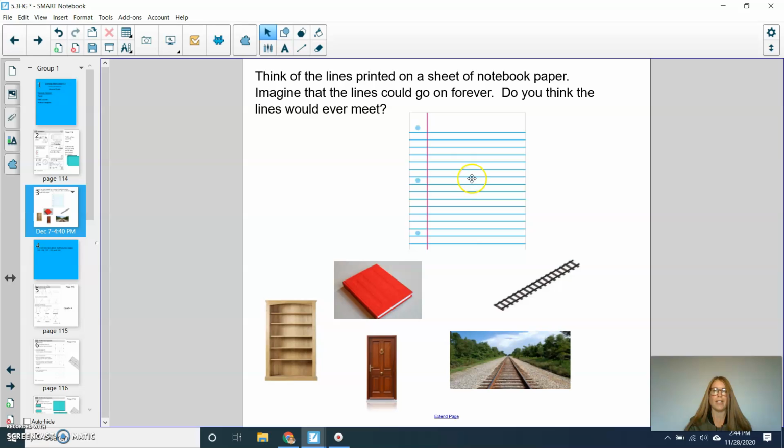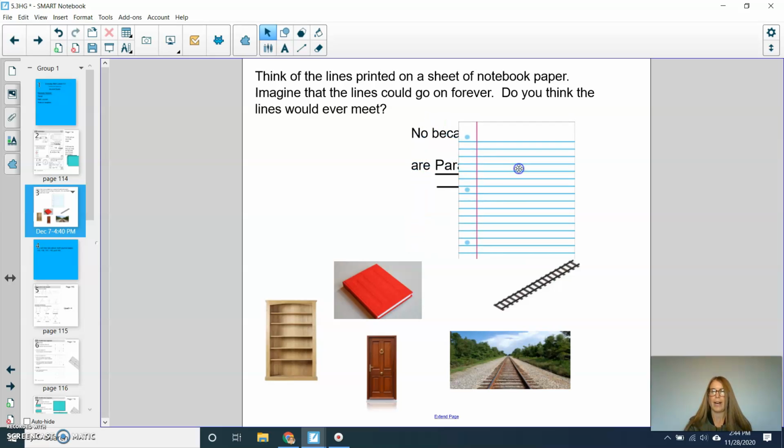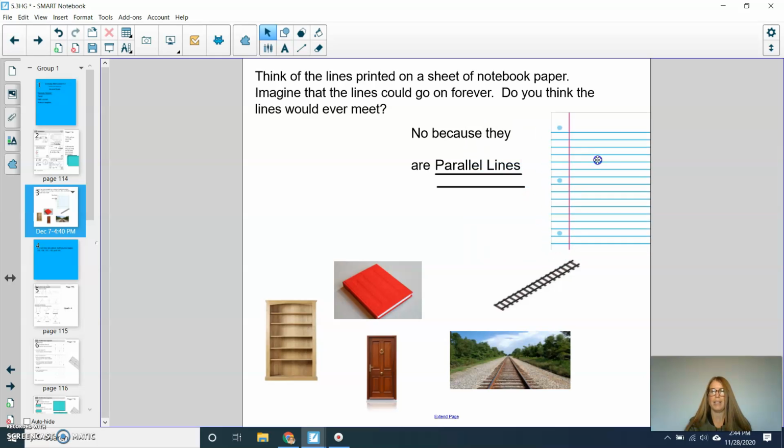So for this first one, just listen and think about the question that I'm asking. Think of the lines printed on a sheet of notebook paper. Imagine that the lines could go on forever. So if I'm looking at these two blue lines, do you think the lines would ever meet? And you should have said no. The blue lines are not going to meet, and the reason why is because they are parallel.